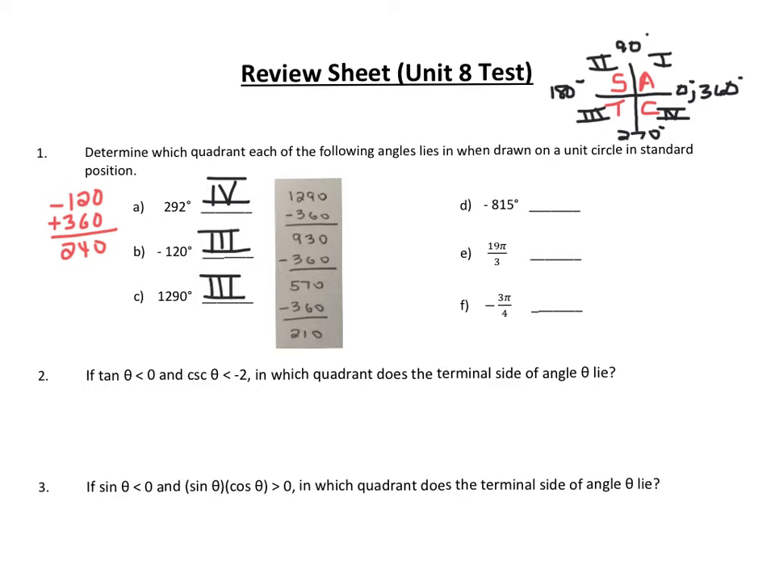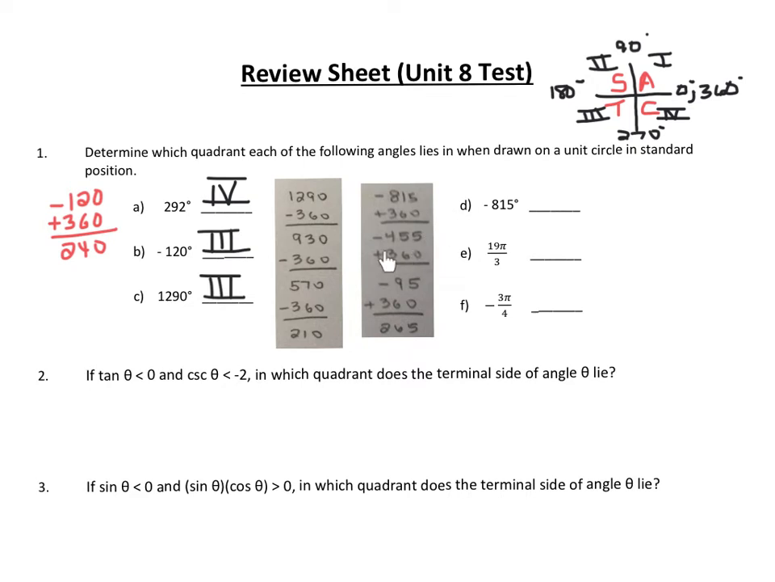All right, now if we take a look at letter D, they give us a negative angle. And if you recall with negative angles, just like in letter B, we're going to add on 360. Now in this case, you're going to have to add on 360 more than once. You're going to have to add it on until we form a positive angle between 0 and 360. So if you notice, when I added on 360 to the negative 815, it was still negative.